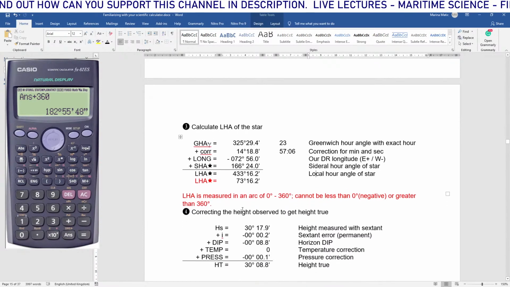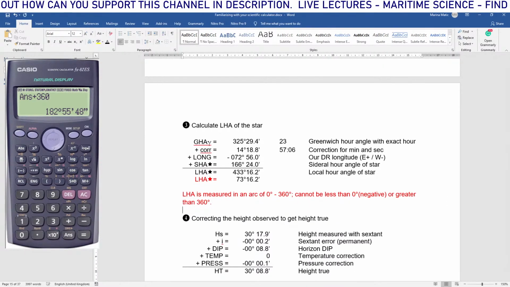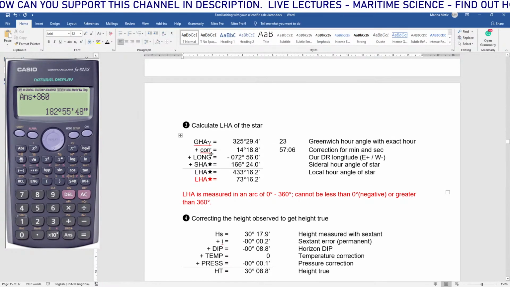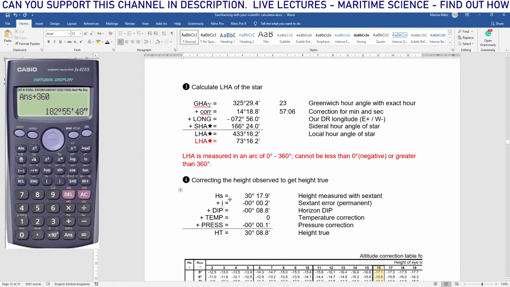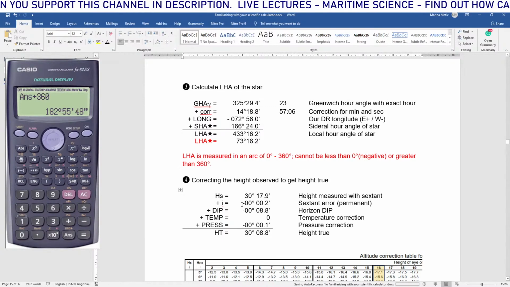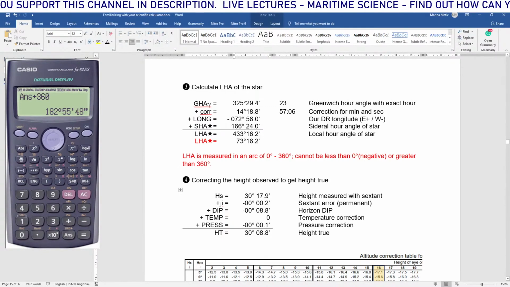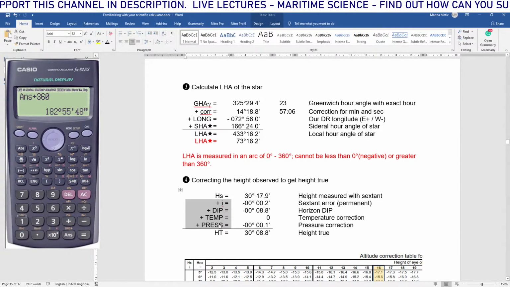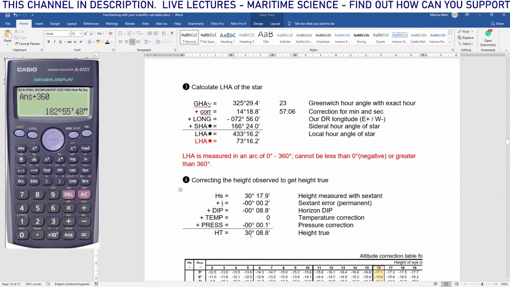And once you have the local hour angle, you need to make sure that it's between 0 and 360. After you have that, the next step is correcting the height observed. Like I told you, all of these summarizations can be split individually, but we do not need the values of the summarization in between. We just need to get from height sextant to height true.